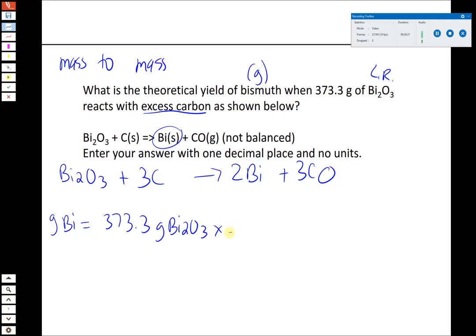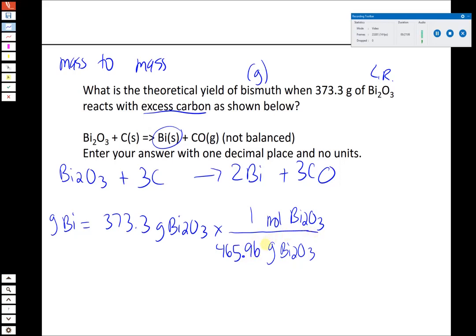We need to convert into moles, so again we're going to need its molar mass. We want grams in the denominator, moles in the numerator, so we need to find the molar mass and put that in the denominator. So let me get that real quick. Alright, so depending on how precise we want to be, the molar mass of Bi2O3 is 465.96. We could have definitely done less digits than that if we needed to.